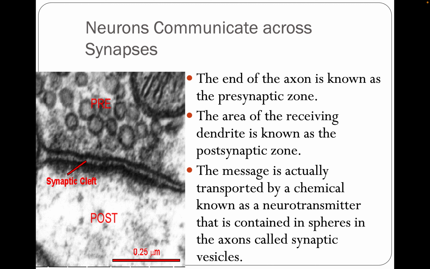The message is actually transported by a chemical known as a neurotransmitter that is contained in spheres in the axons called synaptic vesicles. And these are the synaptic vesicles. This is the presynaptic zone. The message is coming down and it reaches the presynaptic zone. The vesicles will release the neurotransmitter into the synaptic cleft. The message is taken up in the postsynaptic zone and it's transmitted wherever it needs to go.